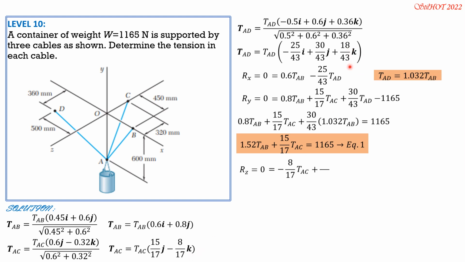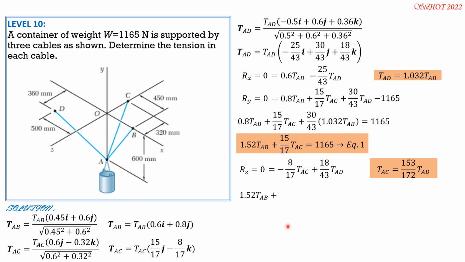Finally, Rz is 0, and it is negative 8 over 17 tension AC plus 18 over 43 tension AD. From there, tension AC in terms of tension AD is 18 over 43 times 17 over 8. So tension AC is 153 over 172 tension AD. Substitute the value of tension AC in equation 1, which is in terms of tension AD, and tension AD in terms of tension AB, so that we can solve for tension AB.